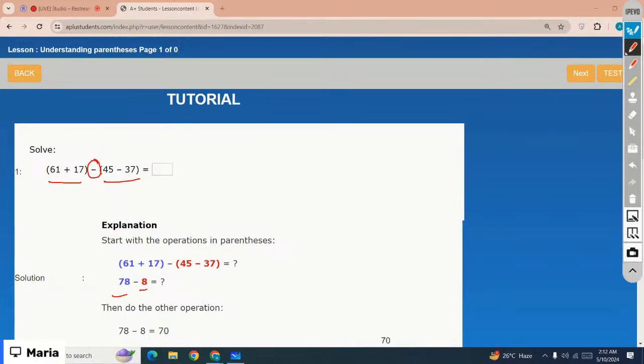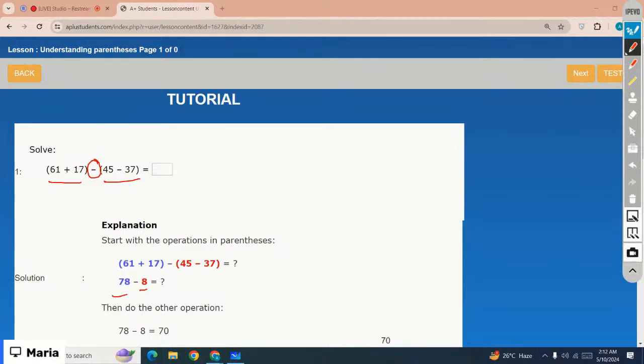Right? Now you have to do the rest of the operations. The very first thing you have to do is solve the parenthesis first. Whatever operation is given inside the parenthesis, you have to perform that operation first. Got it? So now 78 minus 8 is 70. The correct option is 70.